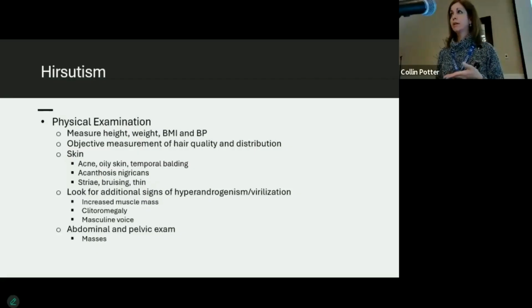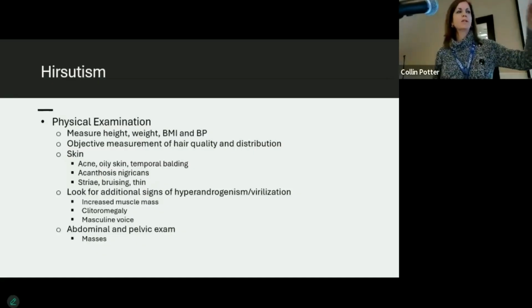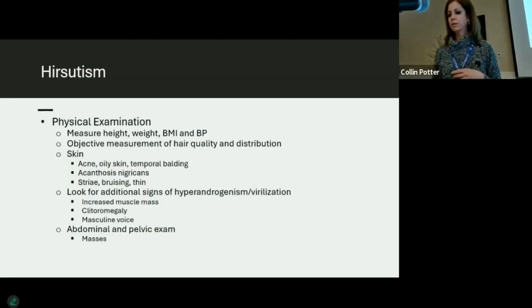And then abdominal and pelvic exams, as appropriate based on what you've already gotten from history and from the physical exam, as far as if you're thinking something is coming from the abdomen or pelvis with respect to the ovaries.